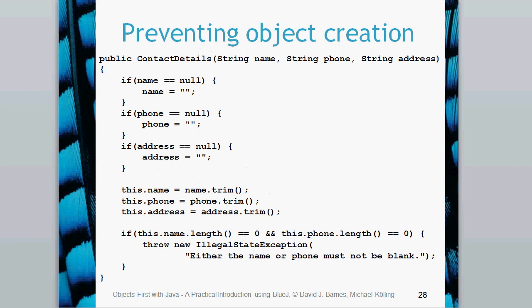Another way we can do this is, so this is the actual creation of an object. So this is in the constructor itself. Previously, if any of the objects in the parameter list were equal to null, then we just made it an empty string. However, what we're going to do now is, if the name or phone number is blank, then that is a bit of a problem. One of them must have something in it. So if that's the case, then we're going to throw an illegal state exception, and that's another special kind of exception there.